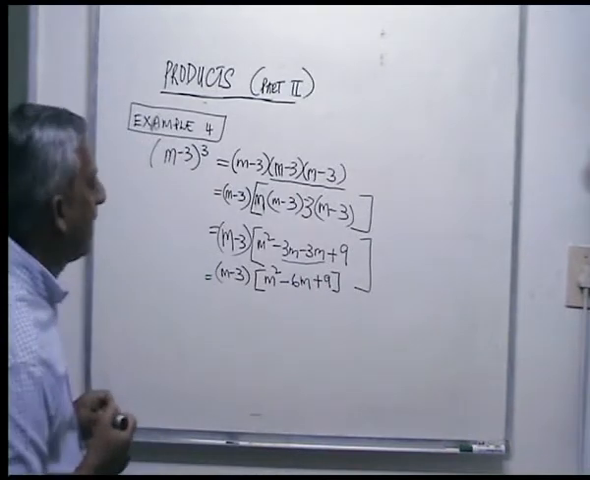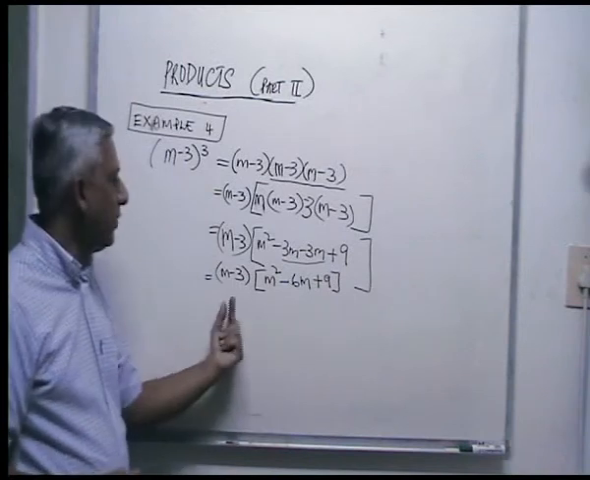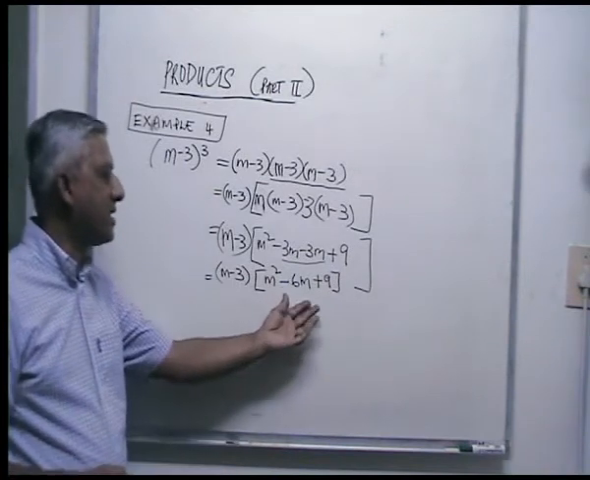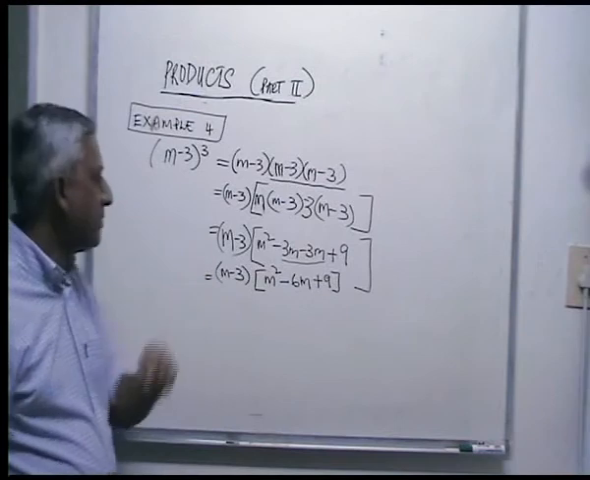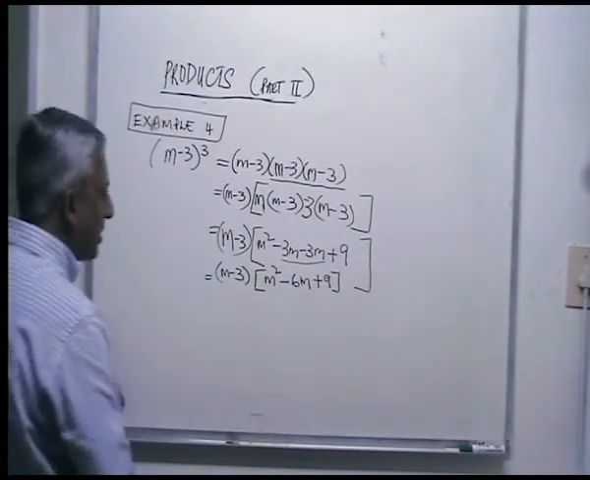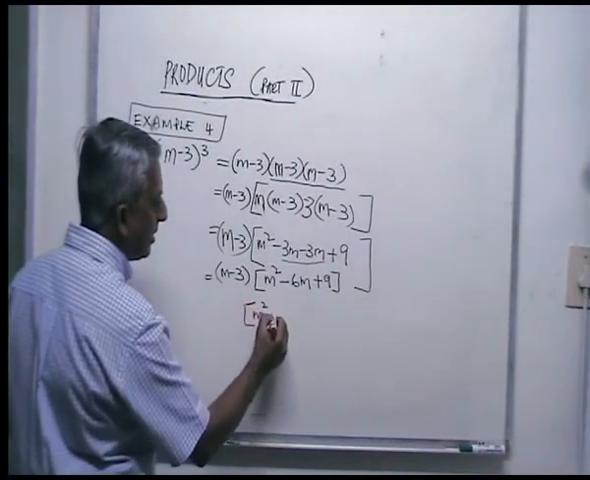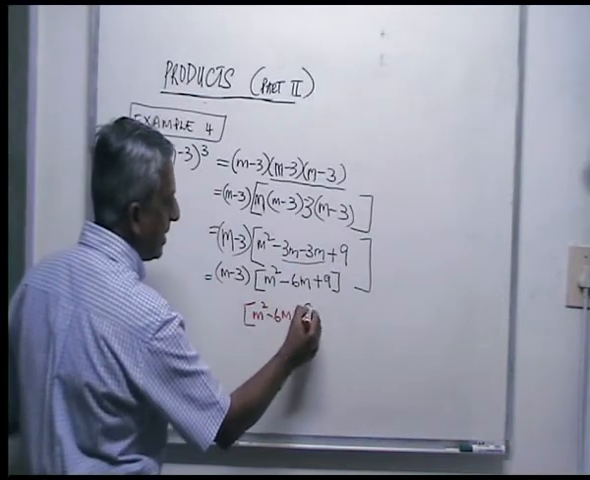And now, relax. Now, you've got 2 brackets. So when we've got 2 brackets, what do we do? We always write the second bracket 2 times. So you've got to write the second bracket 2 times. So you see, that is the second bracket. So I'm going to write it 2 times. m squared minus 6m plus 9.